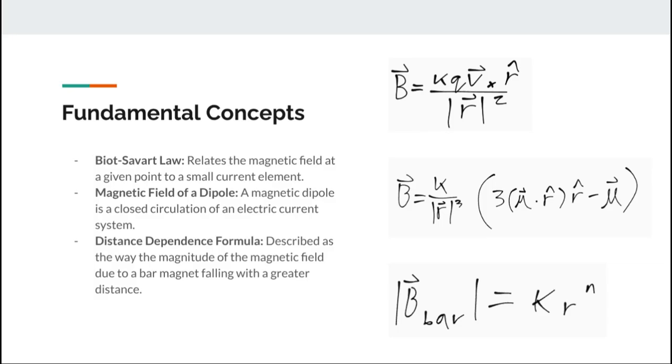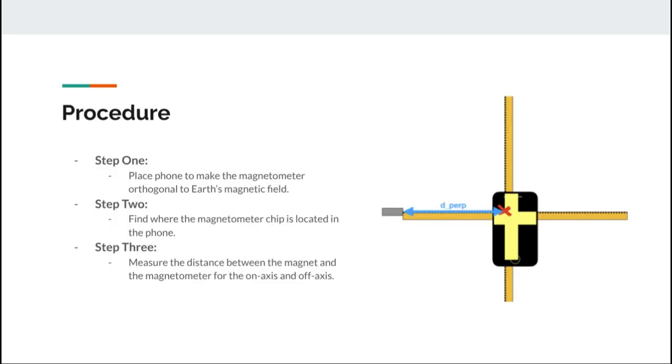The fundamental principles and concepts: the first one, Biot-Savart's law. This relates the magnetic field at a given point to a small current element. Then the magnetic field of a dipole is just a magnetic dipole, a closed circulation of an electric current system. And the distance dependence formula describes the way the magnitude of the magnetic field of a bar magnet falls with greater distance. Each of those three can be seen on the right, along with the equations related to each.